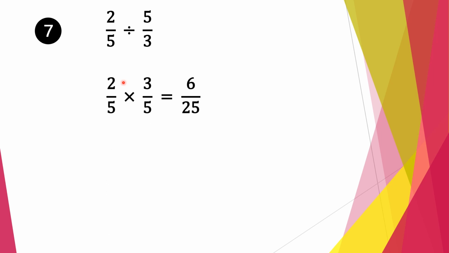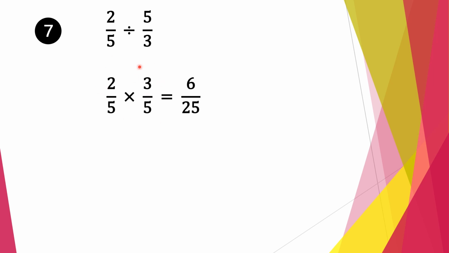Let's move on to question 7. We have 2 over 5 divided by 5 over 3. In division, we keep the first fraction as it is, 2 over 5. We change the division sign into multiplication. And for the second fraction, we take the reciprocal. We have 5 over 3, we write it down as 3 over 5. We just flip it over.